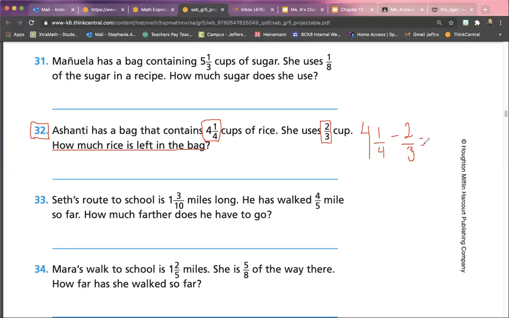Even if you can't solve this problem, if you could work on finding a common denominator, or if you could work on finding the improper fraction so we could subtract, all of those steps are really, really important. So if you're like, man, I can't quite solve it yet, but I can find a common denominator, then that's great. You're halfway there.